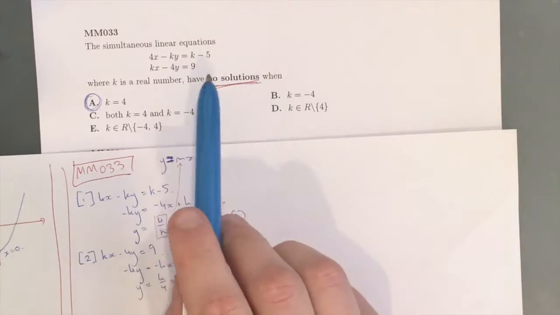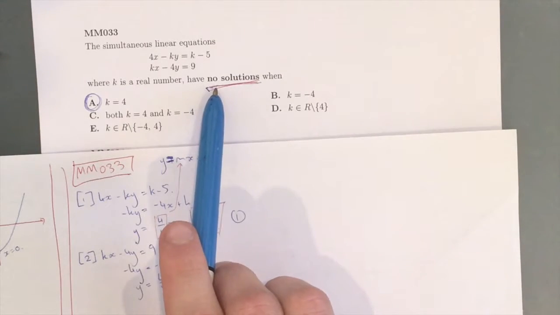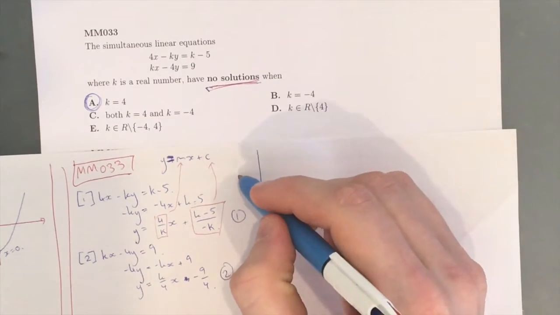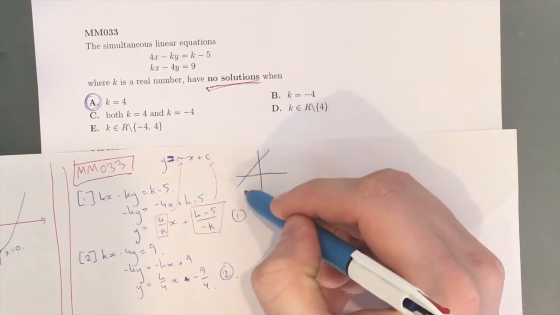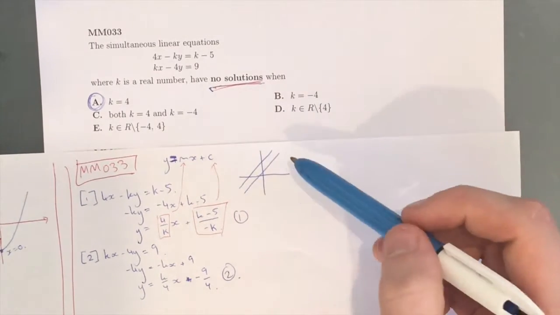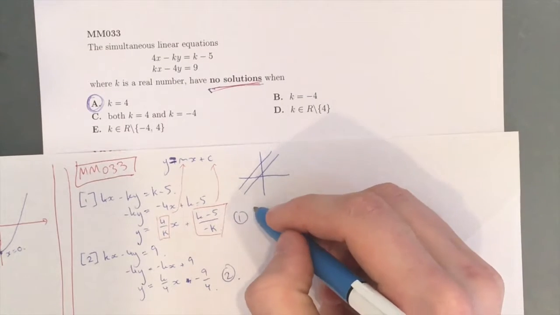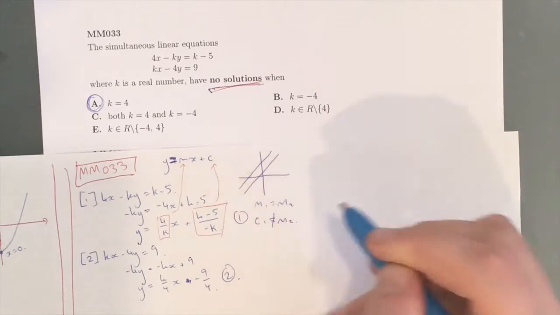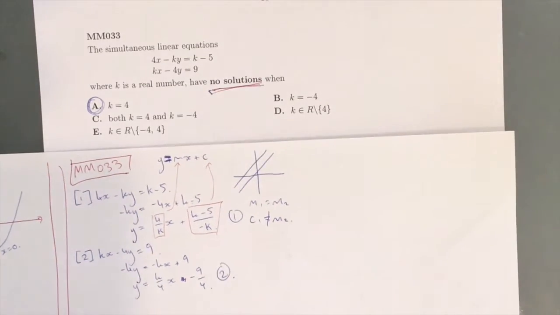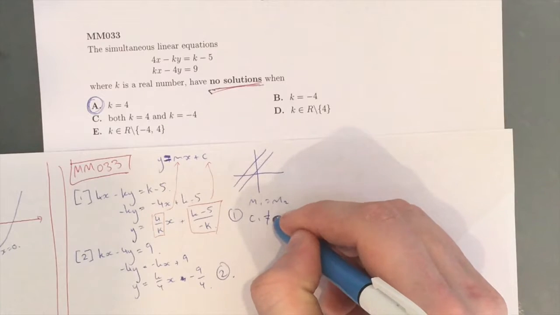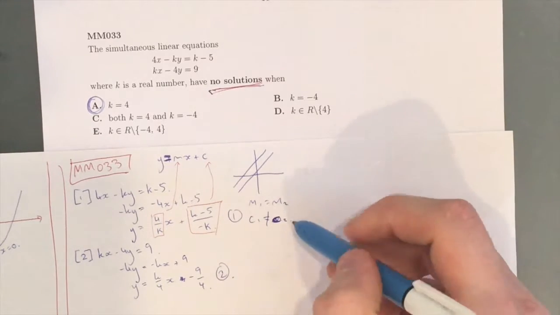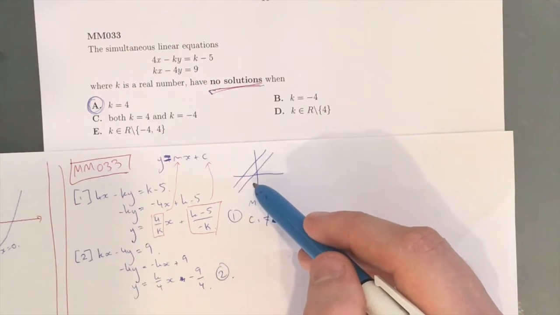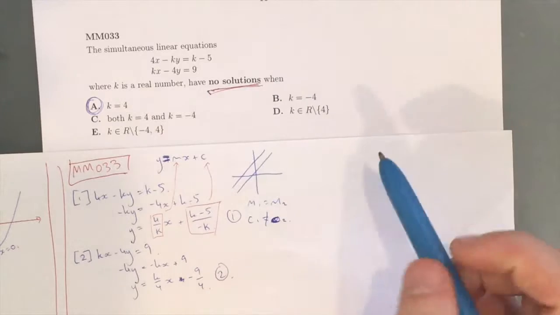So now what? We want to find the values of k for when these two equations have no solutions. What no solutions means is no points of intersection. So if these two graphs were drawn together, no points of intersection would mean that they would have to be parallel, which means that their gradients would be the same, but their c values would be different. If these two c values were the same, then they would actually be the same graph and have infinitely many solutions. So we want to find out when they have no solutions.